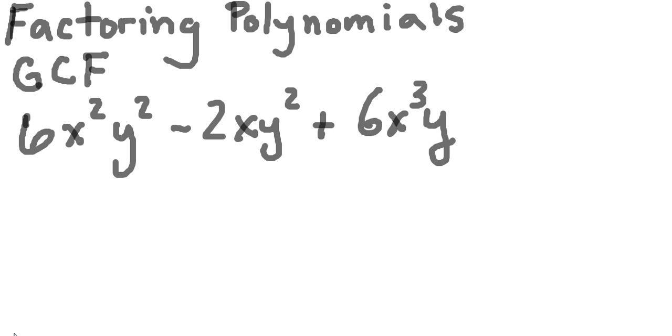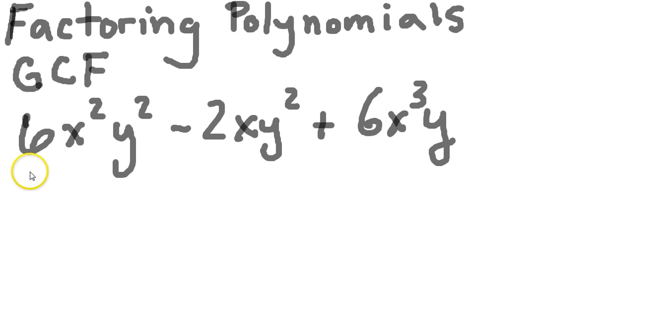So factoring. We want to pull out everything we can to simplify this polynomial. Here we have three terms. The first thing we want to do when we're factoring a polynomial is look for common factors first, the greatest common factor. So looking at this polynomial, we'll take each one of these terms and break it down.